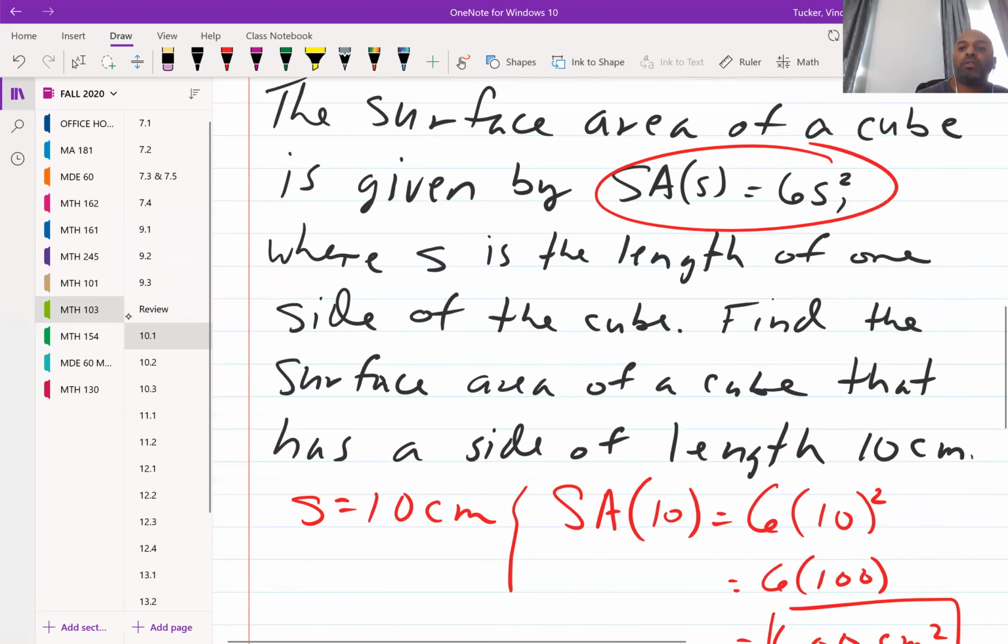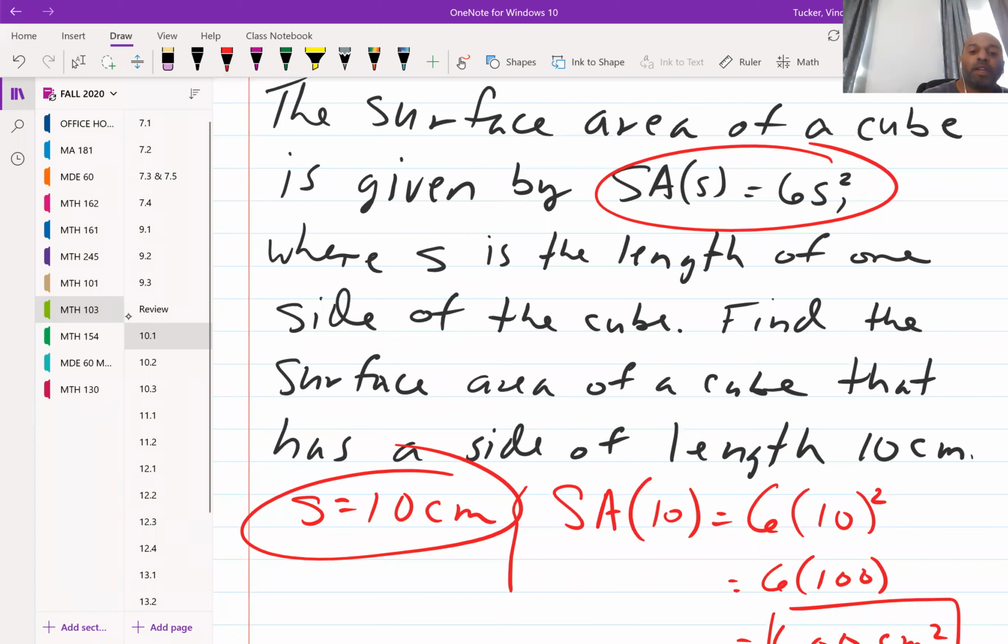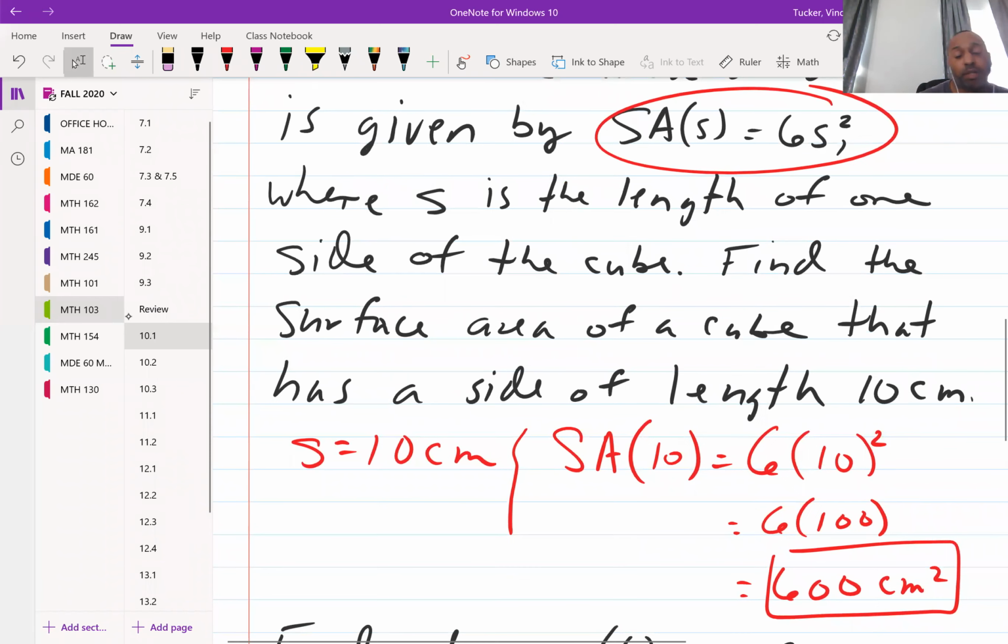All right, so the length of the side that we have is 10 centimeters. That's why we have right here, S is equal to 10. All that means is that you need to take 10 and plug it into the function for S. And that's what we did there. So 6 times 10 squared. 10 squared is 100. 6 times 100 is 600. And that's surface area, so that would be centimeters squared.